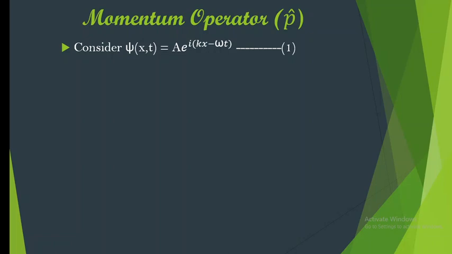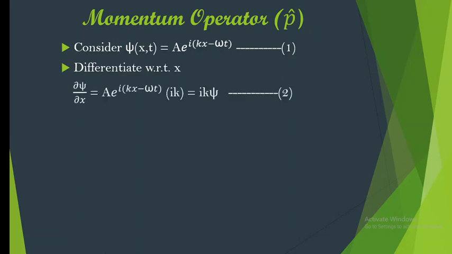So for one dimension I am considering the plane wave equation as xi of x comma t, where x is the position, t is time, which is equal to A into e raised to i into (kx minus omega t). So this is a plane wave equation. If it is considered to be in 3 dimensions, instead of x we can just write it as r. Then let us differentiate it with respect to position, that is, with respect to x.